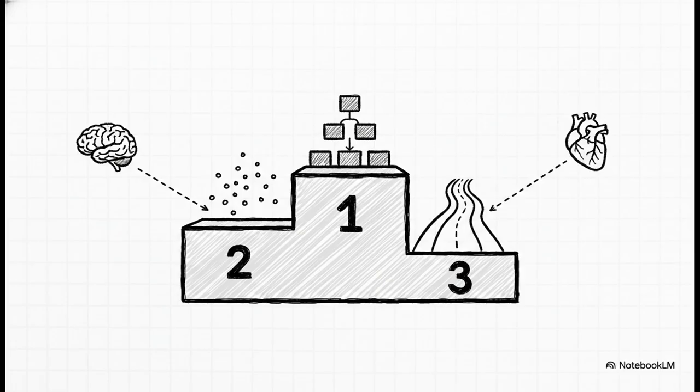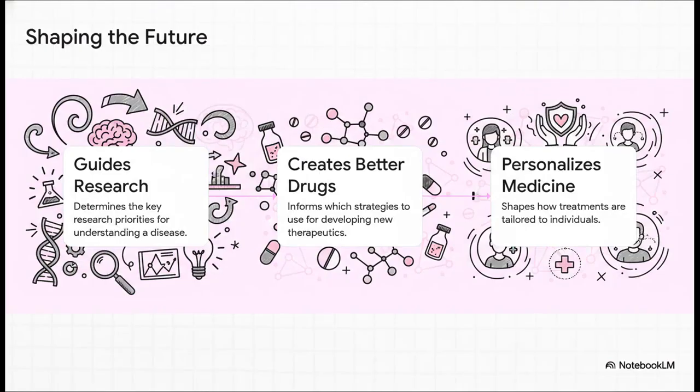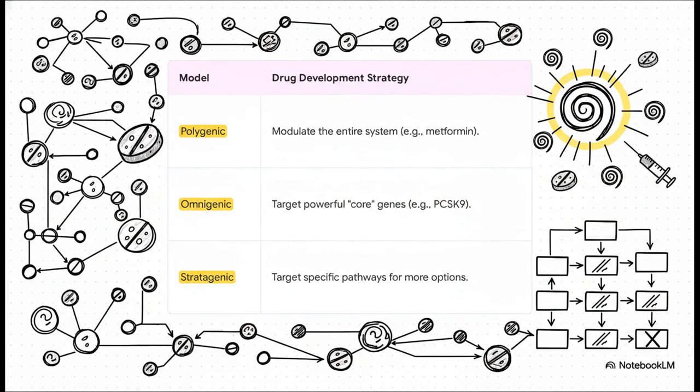Well, the current thinking is that there might not be one single winner. The genetic architecture of a disease like schizophrenia might be best explained by one model, while something like heart disease might be better explained by another. Now, this might seem like a pretty abstract academic debate, but the outcome has profound real-world consequences for your health and for the entire future of medicine. Whichever model proves to be the most accurate for a given disease is going to fundamentally shape how we approach it. It's going to guide research, it's going to change how we develop drugs, and ultimately, it's going to make personalized medicine a reality.